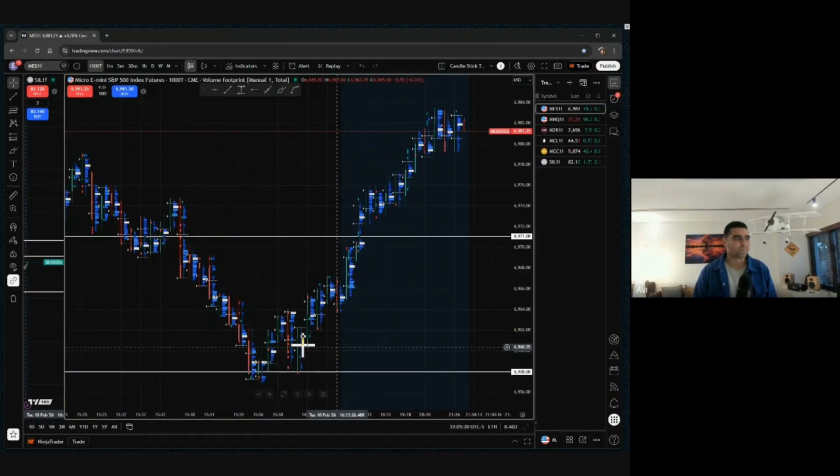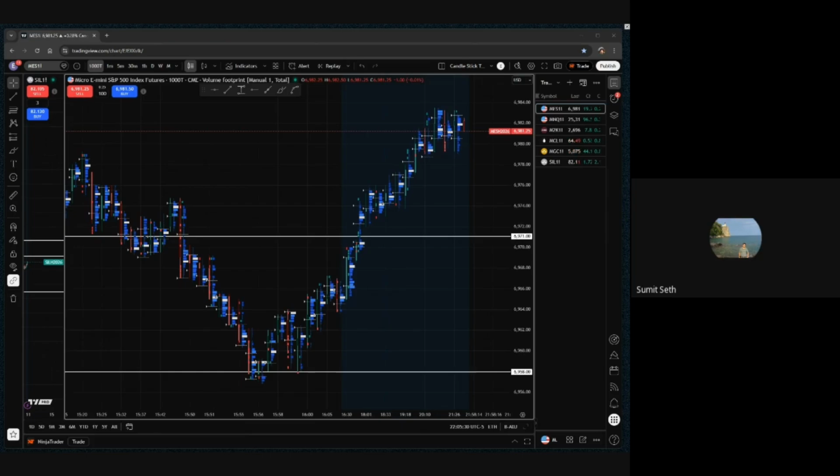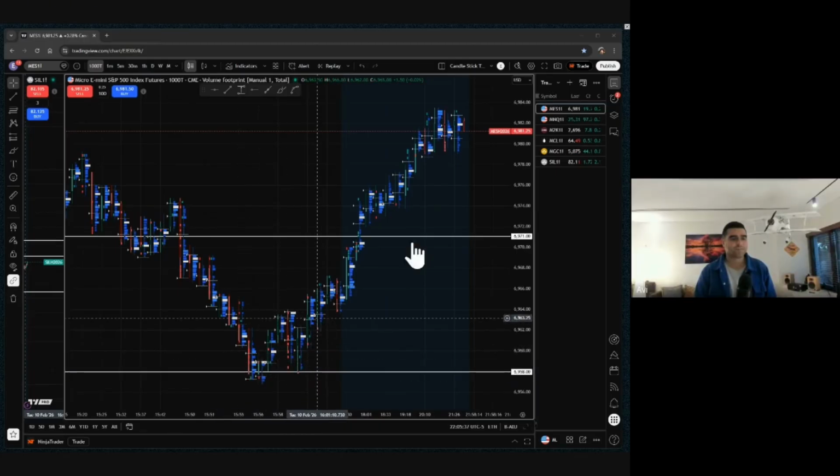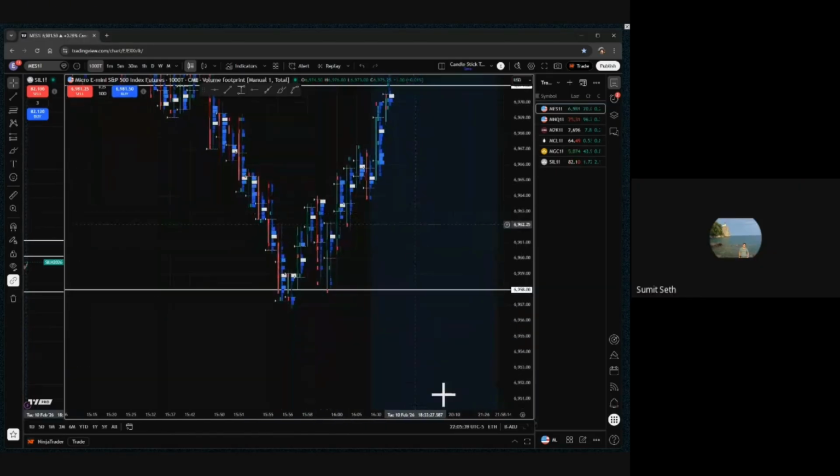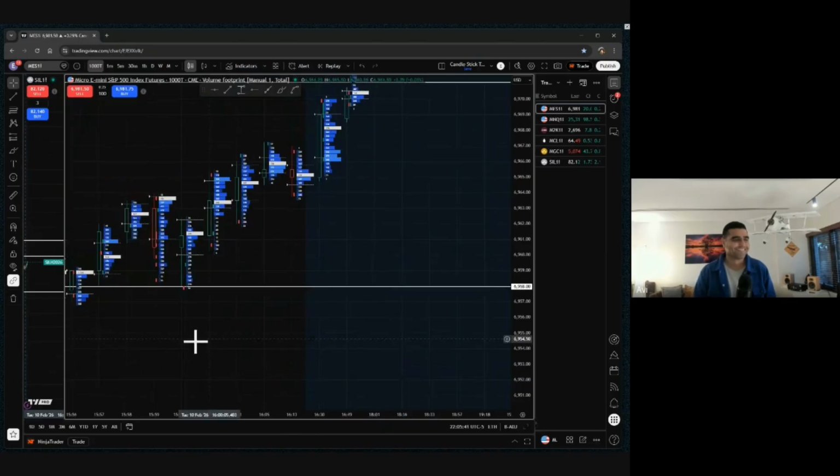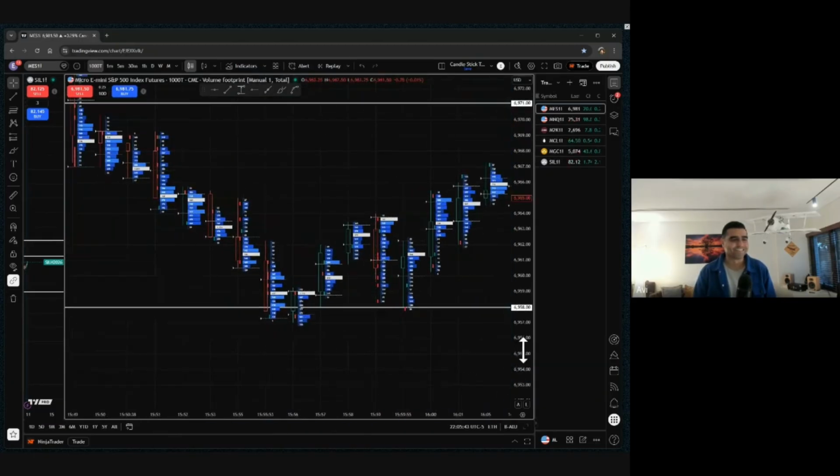This was a good looking double bottom down here. Can we analyze this double bottom and see if we could have taken that entry? Yeah, there's a bottom, there's a higher bottom, go long. That's all there is, man. Yeah, sure, let's look at it.